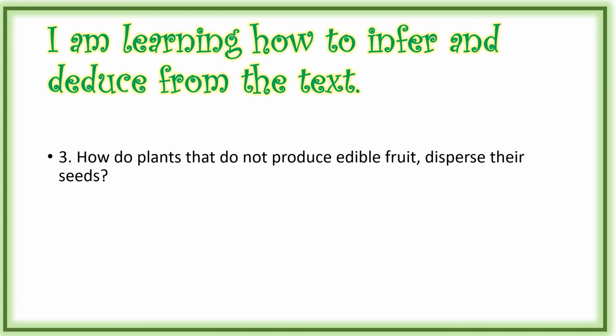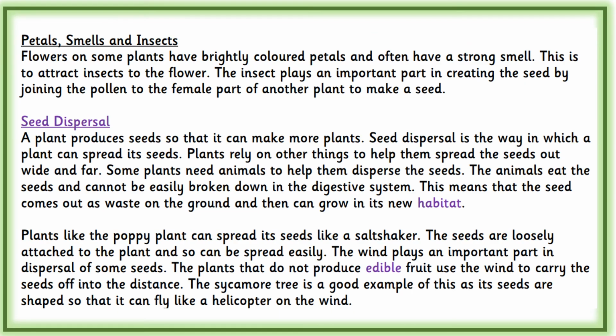Let's read our text again to see if we can find the answer. I think I might skim and scan this time for edible fruit. Let's read on. Plants like the poppy plant can spread its seed like a salt shaker. The seeds are loosely attached to the plant and so can be easily spread. The wind plays an important part in dispersal of some seeds. The plants that do not produce edible fruit. Oh, stop! There's those words that I was looking for. Edible fruit.